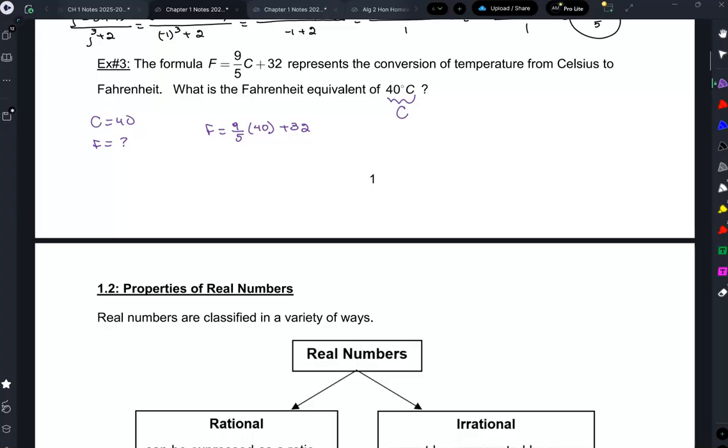So it says, what is the Fahrenheit equivalent of 40 degrees Celsius? That's the Celsius temperature. And in the formula, that's the Celsius temperature. Okay? Yes. Well, let's see. So here, we're going to reduce the 5 and the 40. So 72 plus 32, 104 degrees, right? So this is 104 Fahrenheit.